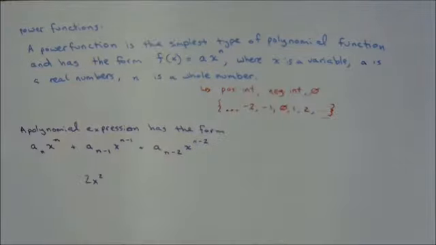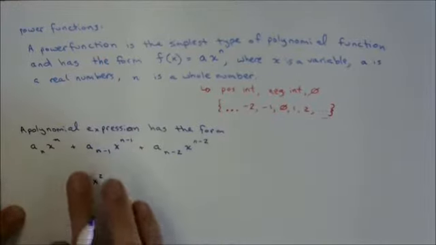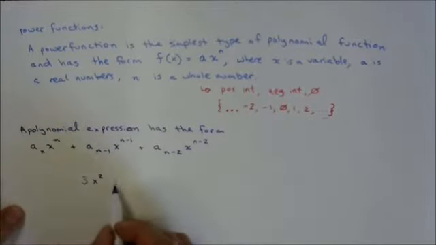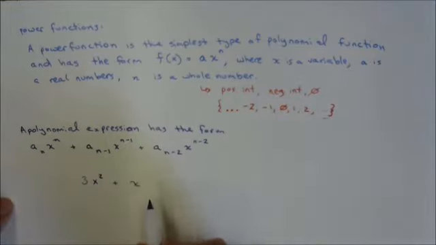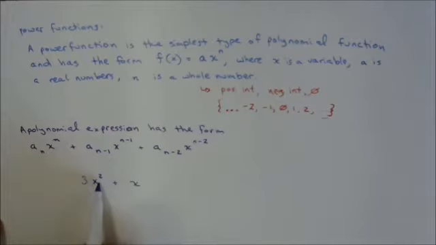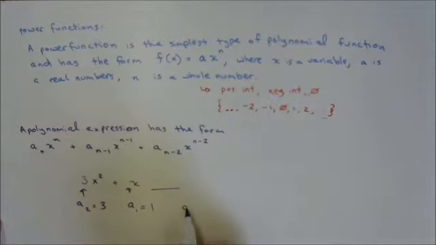Now let's say you had, let's not use 2x squared, let's use 3x squared plus x. This is a polynomial expression. This is raised to the power of 2, so a2 equals 3. This coefficient is 1 and this power is 1, so a1 equals 1. And because there is no constant term, the coefficient of this term would be 0, because that term got multiplied by 0 and isn't there. If that somewhat makes sense.